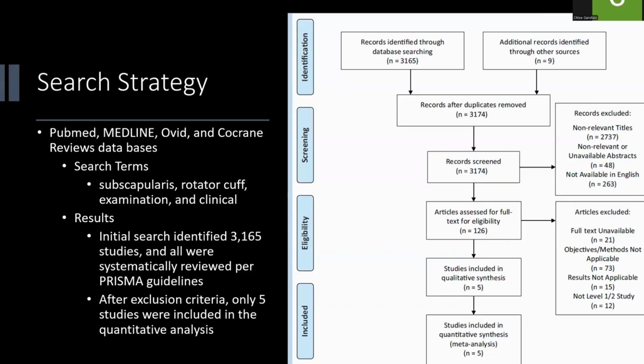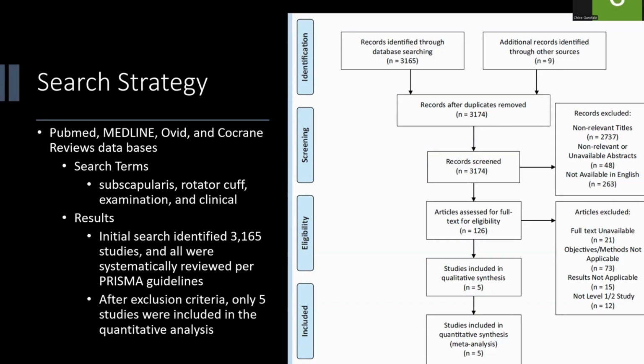For the search strategy for the systematic review, they used PubMed, Medline, Ovid, and Cochrane Reviews databases. Search terms were subscapularis, rotator cuff, examination, and clinical. The results: the initial search identified 3,165 studies, and all were systematically reviewed per PRISMA guidelines.